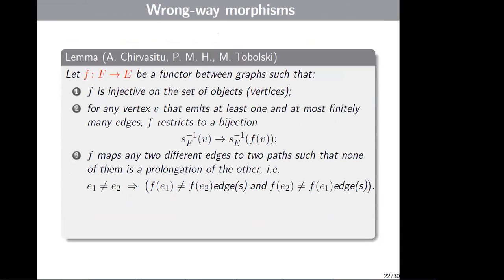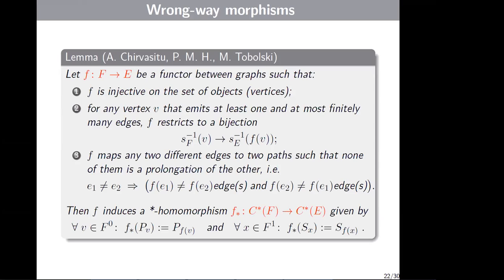Okay, so these are our assumptions. This is the price that we pay. And what do we buy? Well, we buy a star homomorphism. Then f induces a star homomorphism from C star of F to C star of E, given in the most obvious, functorial way. These are the universal C star algebras generated by projections and partial isometries. So if I define my star homomorphism on all generators and prove that the relations are satisfied, I'm done. I have a nice map between C star algebras.